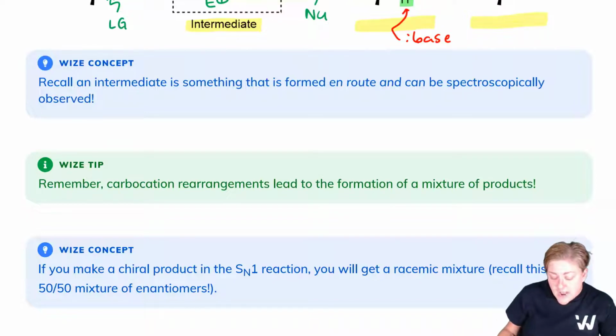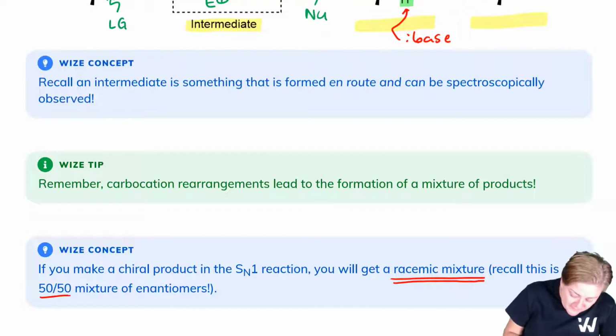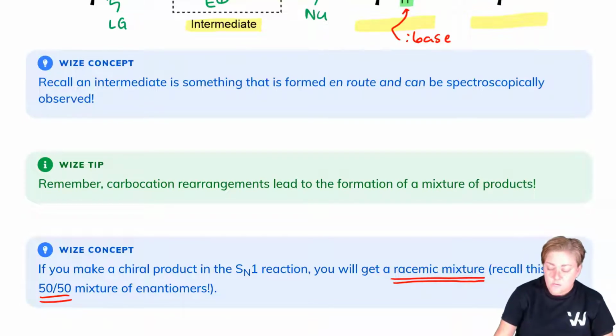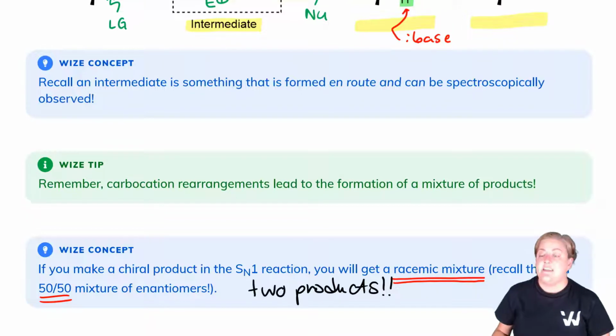If you make a chiral product in the SN1 reaction, you will get a racemic mixture, where that racemic mixture is a 50-50 distribution of enantiomers. SN1 reactions will give 2 products when things are chiral. And this will be important for us to contrast to the SN2 in just a moment.